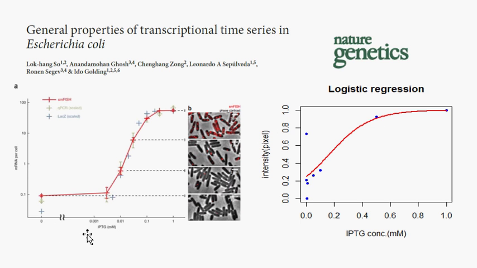And in this Nature Genetics paper, you can see results similar to our experiments. This is the IPTG concentration, and this is the mRNA per cell. It is similar to our results.